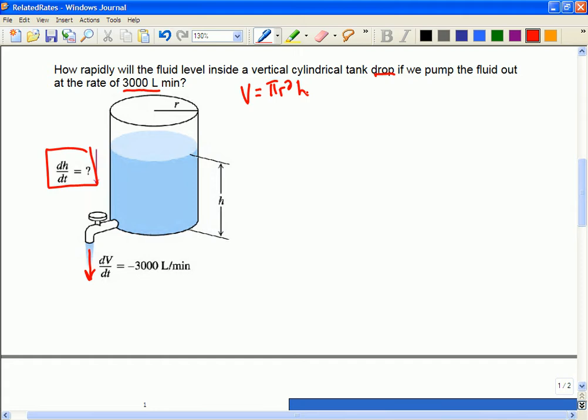You probably already took a derivative of something. I don't know. But anyways, yeah, pi r squared h. So pi r squared is the surface area, right? And then you multiply it by the height. So anyway, pi r squared h is what we have.